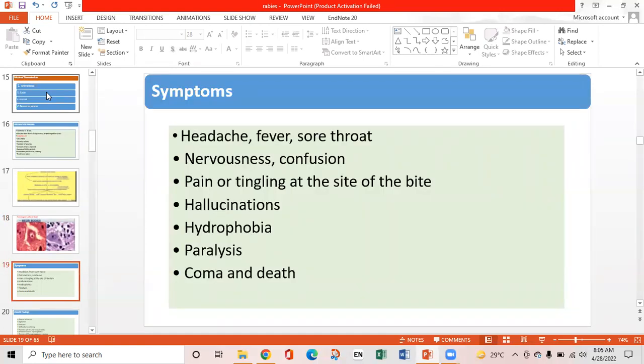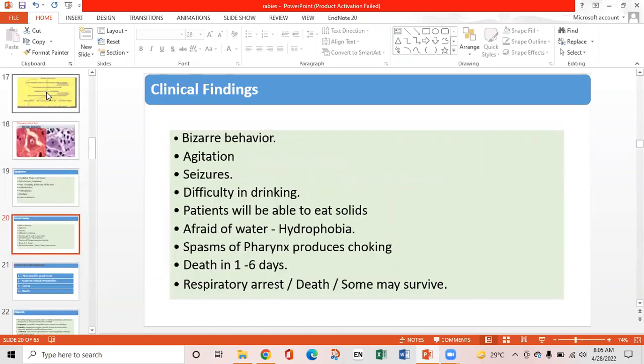Symptoms of the disease are headache, fever, sore throat, nervousness, confusion, pain or tingling at the site of the bite, hallucinations, hydrophobia, paralysis, coma, and death. The clinical findings may be bizarre behavior, agitation, seizures, and difficulty in drinking. Patients will be able to eat solids, but they will be afraid of water, that is hydrophobia. Spasm of the pharynx produces choking. Death may occur in 1 to 6 days, from respiratory arrest, though some, however, can survive.